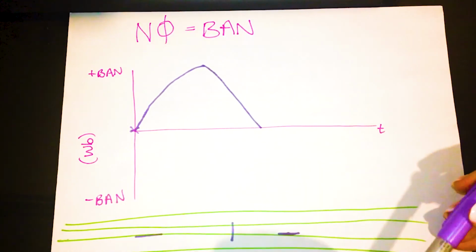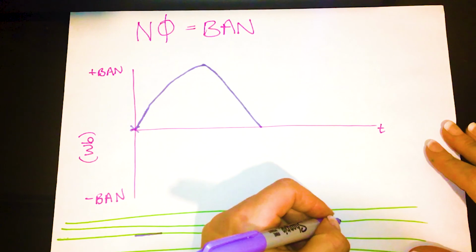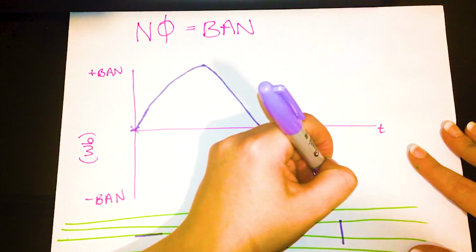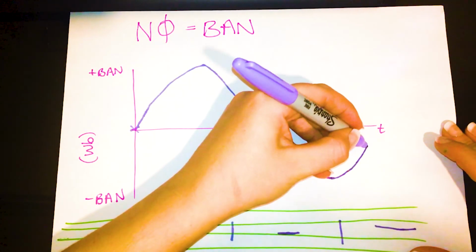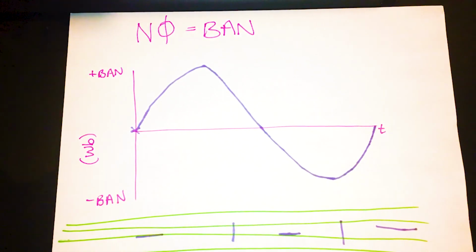As it spins back round to being perpendicular, it's going to go the other way, but in the opposite direction. And then back to being parallel, where we're going to come back up through to the top. So we start getting a graph that looks something like this.